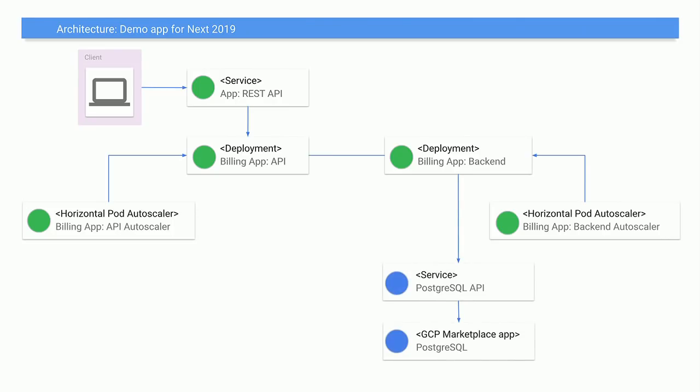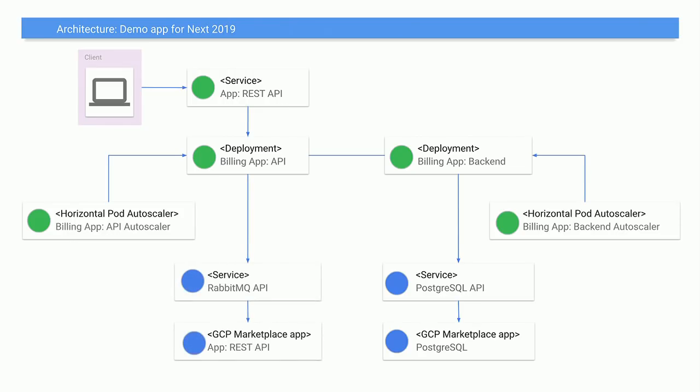At the same time, we want to have a database where we'll persist the information. We don't want any vendor lock-in. We want to have solutions that will be able to run anywhere. So in this particular case, I will take advantage of GCP Marketplace and install an application from there. Open source version of Postgres is already available.